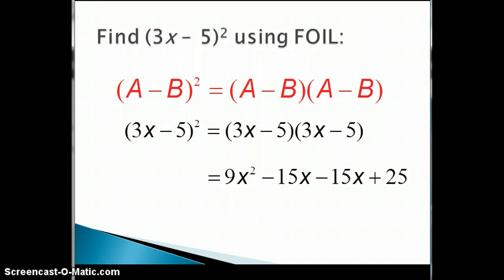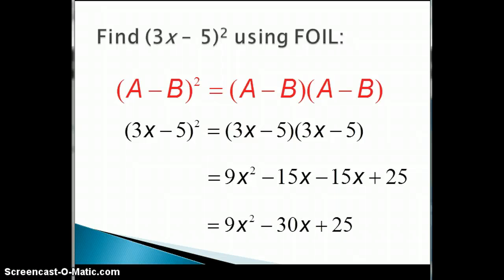So when we FOIL, our first term times our first term would be 3x times 3x, which is 9x squared. Then on the outside we have 3x times negative 5, so that would be a negative 15x. Then on the inside we'd have negative 5 times positive 3x, which would give us another negative 15x. And then our last term would be negative 5 times negative 5, which would be a positive 25.